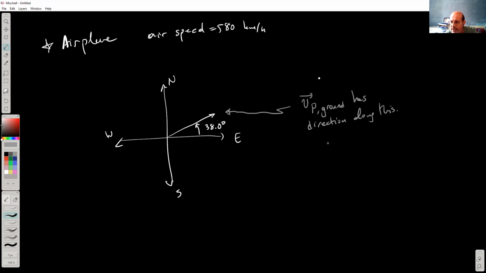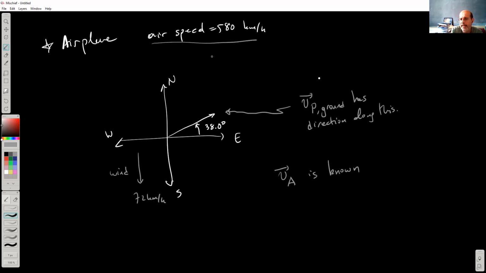Okay. What else? There is a steady wind blowing from the north. So there's a wind blowing like that, and that's the velocity of the air. I'm going to call this W, and that's 72 kilometers per hour. So I know the velocity of the wind, the velocity of the air, exactly. What else? The direction of this thing is known.